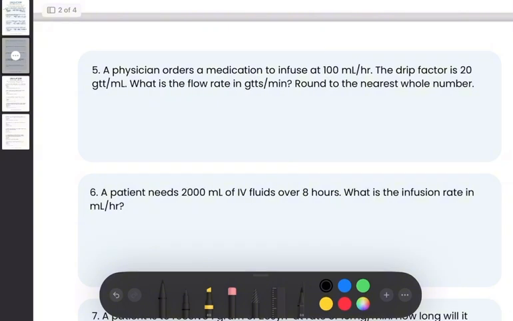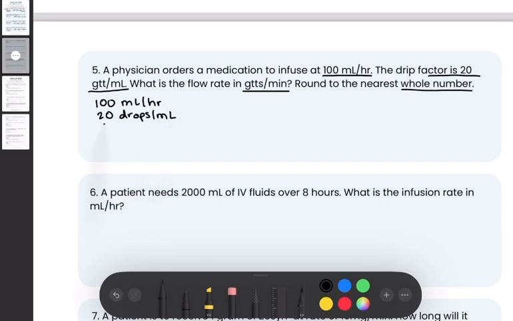Question number 5. A physician orders a medication to infuse at 100 milliliters an hour. The drip factor is 20 GTT or drops per milliliter. What is the flow rate in drops per minute? Round to the nearest whole number. So it's 100 milliliters per hour. The drip factor is 20 drops per milliliter. We're asked to give the flow rate in drops per minute.